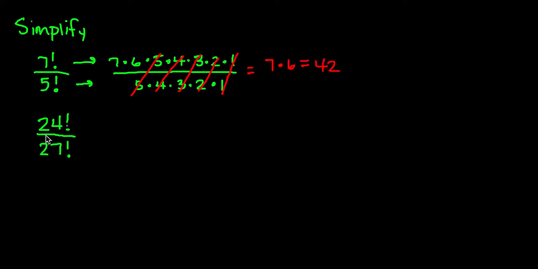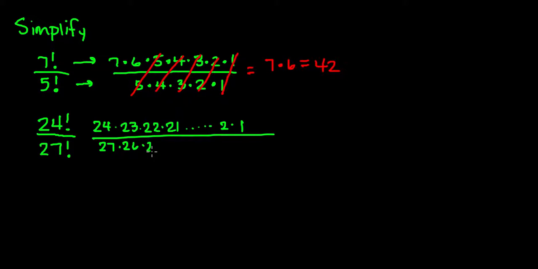Now, imagine I ask you to simplify 24 factorial or 27 factorial. This is probably not the best problem to work on in the same fashion. You definitely don't want to do 24 times 23 times 22 times 21 and so forth, because it's going to take you a lot of time. You're going to have to go all the way down until you get to 2 times 1. And you definitely don't want to do the same thing with 27. You go 27 times 26 times 25, 24. It's just going to take forever.